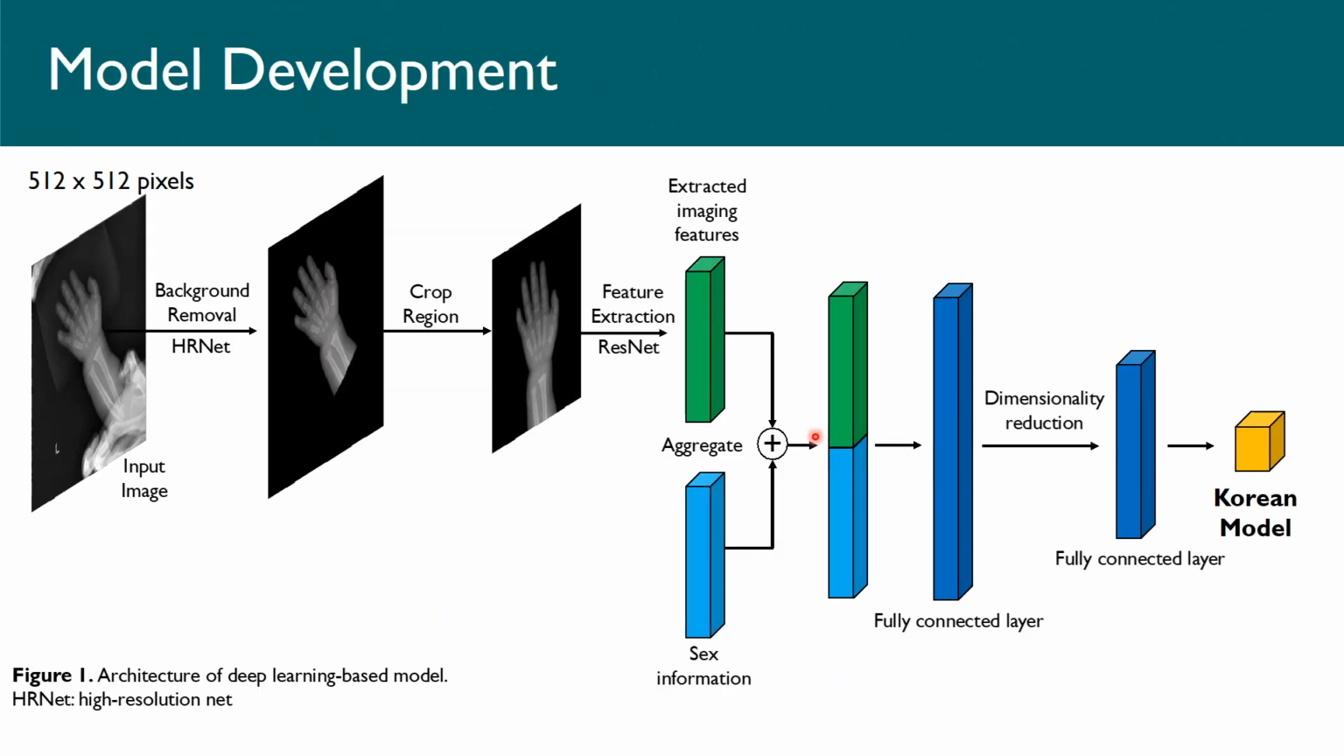Regarding the model development, we first conducted pre-processing, including resizing, background removal, crop, and a series of transformations like translation and rotation. Then, ResNet was trained, combined with sex information, which was programmed to predict bone age by 1 month. Internal validation was conducted using four-fold cross-validation.